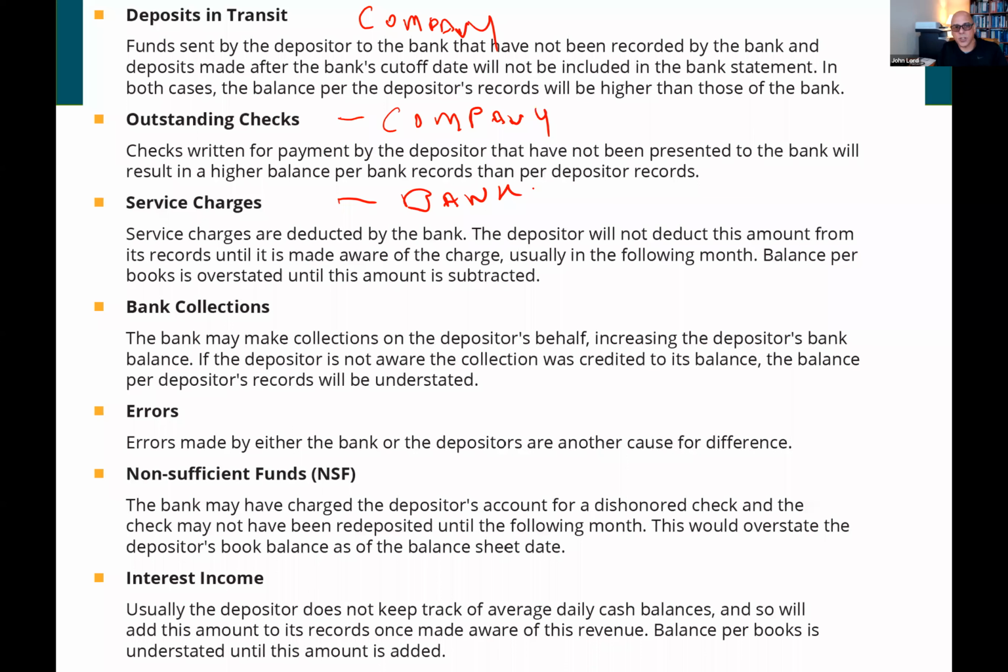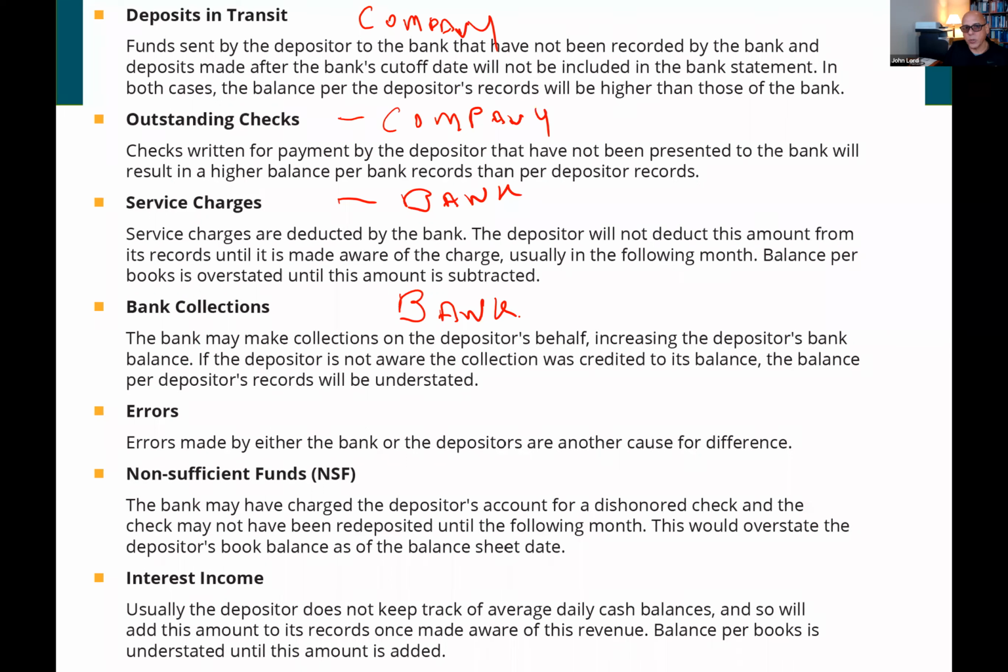How about bank collections? The bank collects money on behalf of the company in a lockbox, right? But they tell me about that collection on December 31st when I didn't know about it. I don't open that bank statement until January 1st, let's say. That's something that the bank knew about. I'd have to add that to my company cash balance to get the correct balance. Same thing with service charge, I would subtract that.